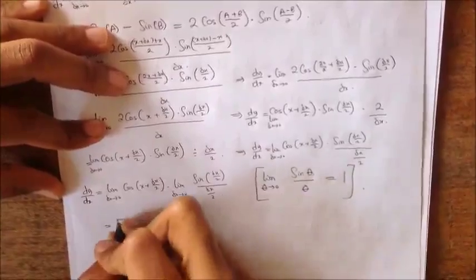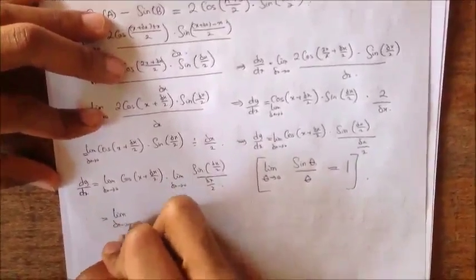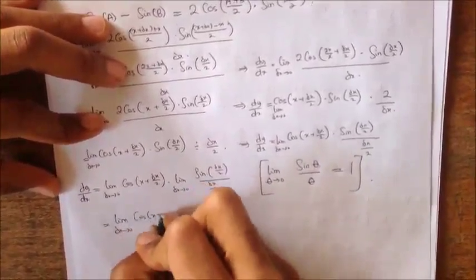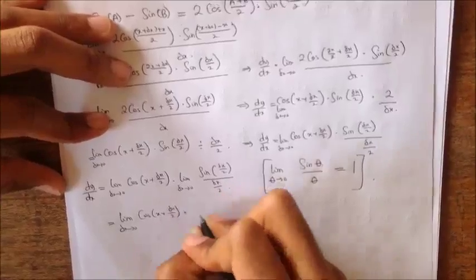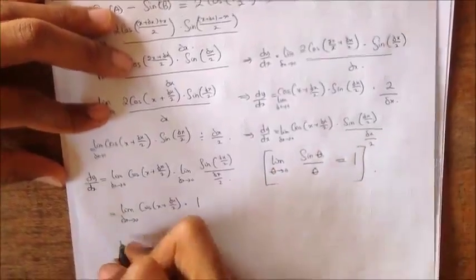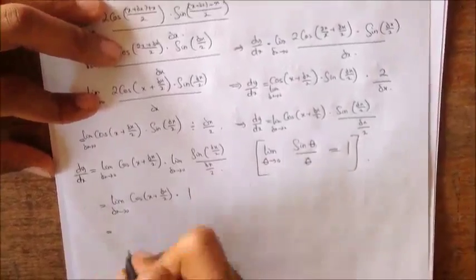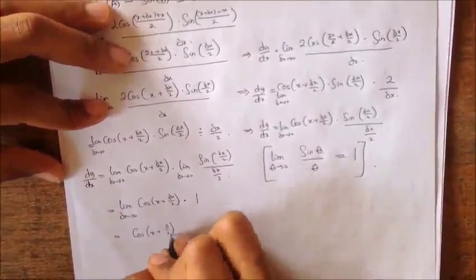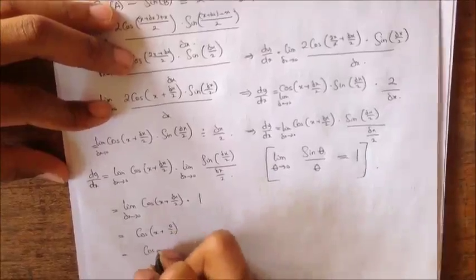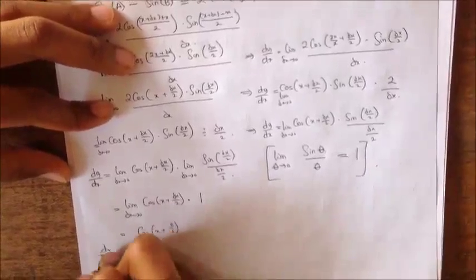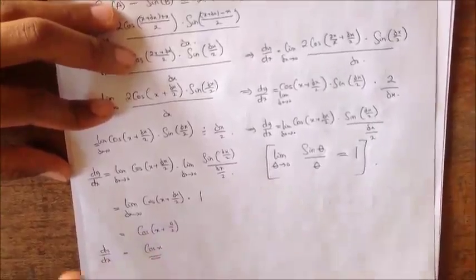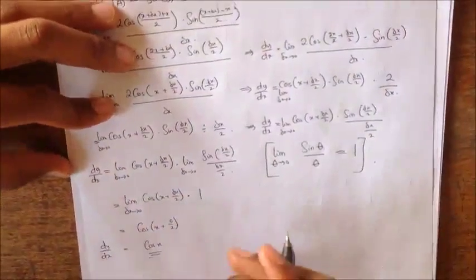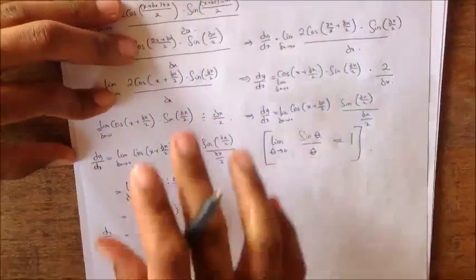So this is equal to the limit as delta x tends to 0 of cos of (x plus delta x divided by 2) times 1, which, when I take my limit, is just cos of (x plus 0 divided by 2), which is just cos x. dy dx is equal to cos x. So when we differentiate sine x, we just get cos x. So that is how we differentiate from first principles.